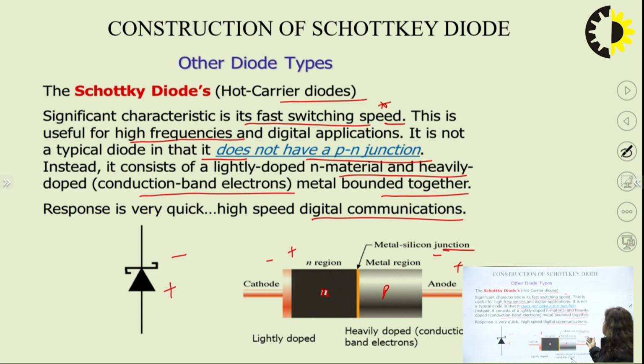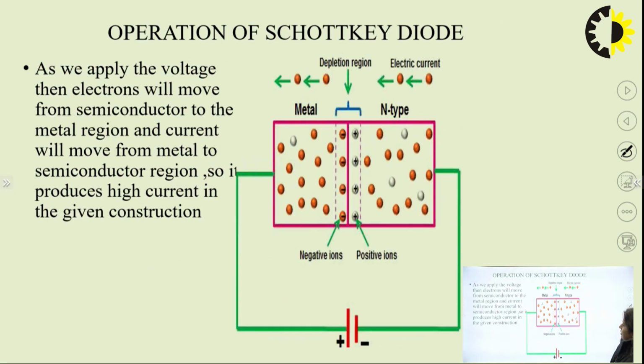It's a metal silicon junction, we can say. So this region is basically metal region, and the N region is the silicon region. So silicon region is lightly doped, the metal region is heavily doped here. So now coming to operation of Schottky diode. As we apply the voltage, then electrons will move from semiconductor to the metal region, and current will move from metal to semiconductor region, so that it produces high current in the given construction.